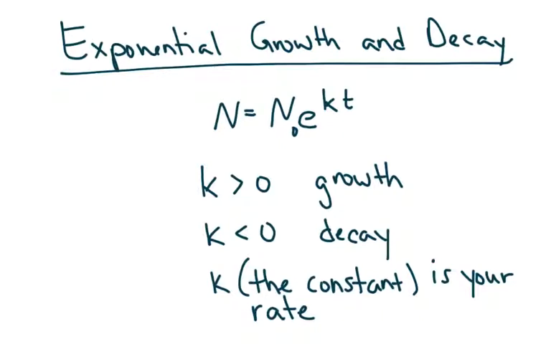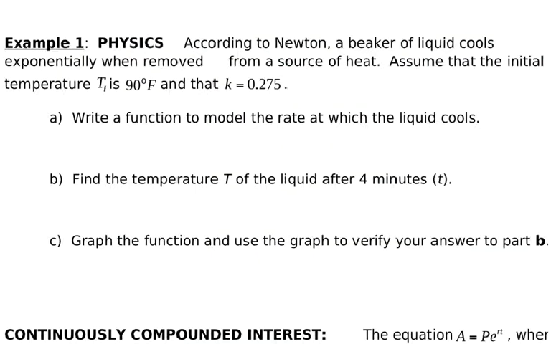They're not always going to tell you k is negative outside of telling you that some value is decaying or depreciating or going down in value, in which case you'll need to know to plug in a negative for k. So in this first example, which refers us to some physics, according to Newton, a beaker of liquid cools exponentially when removed from a source of heat. Assume that the initial temperature, we'll call it Ti, is 90 degrees Fahrenheit and that k is 0.275. Write a function to model the rate at which the liquid cools.